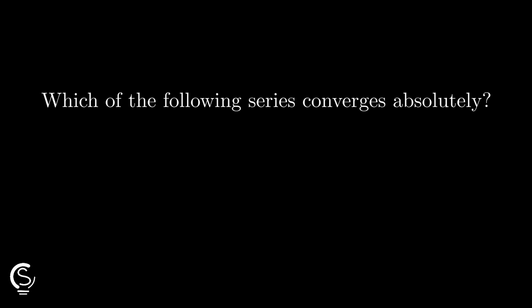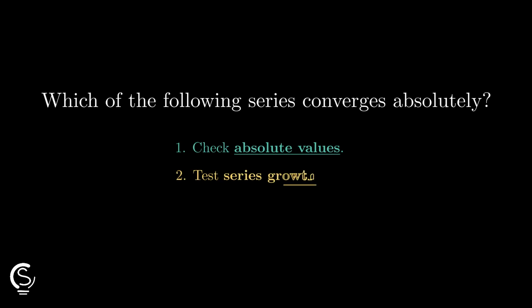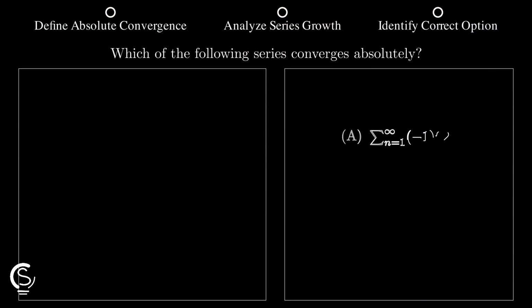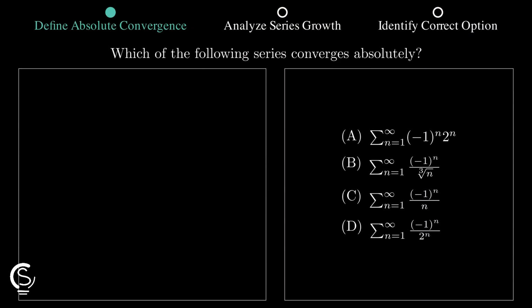I got your back. Absolute convergence determines if a series remains finite when we ignore alternating signs. Let us solve this tricky calculus problem in under 60 seconds right now. Absolute convergence means the series of absolute values must converge. We ignore the alternating sign and focus on the magnitude of each term to see if the sum remains finite.